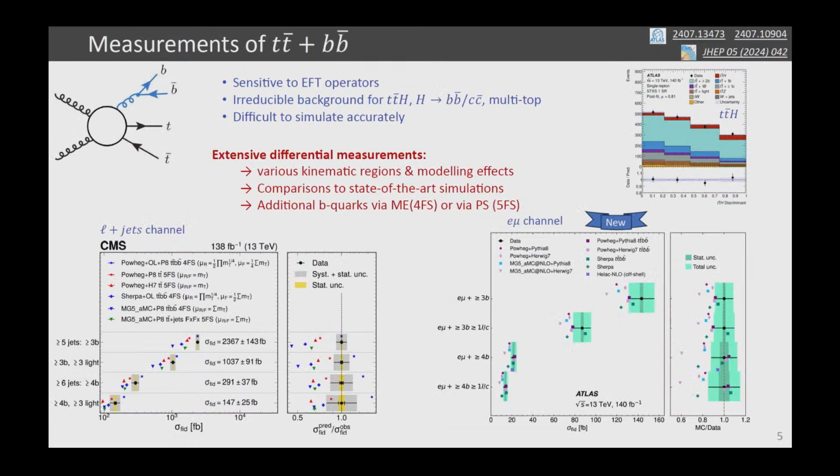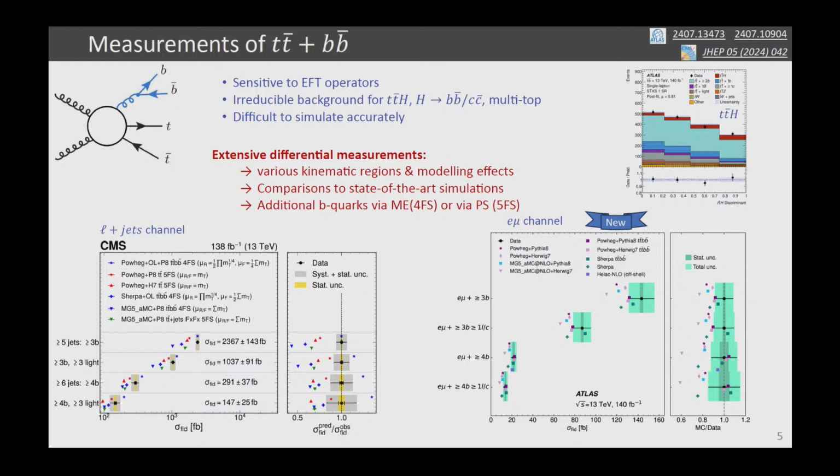Okay, the other process that we study in detail is the TT bar plus 2 heavy flavor jets. This is interesting for new physics effects, but also it is very important as it is the irreducible background for TT Higgs measurements, where Higgs decays to BB bar or CC bar, or to multi-top production. It's a difficult process to simulate accurately as it includes 2 different mass scales.